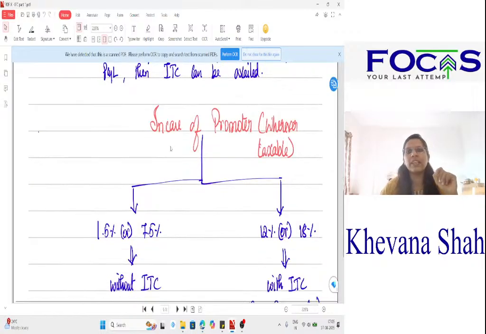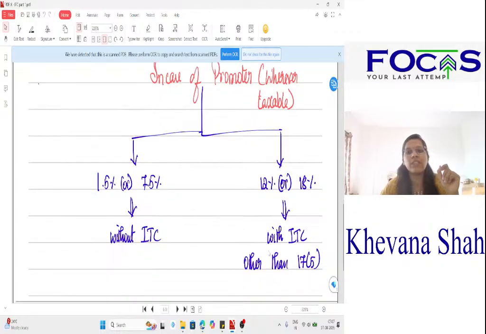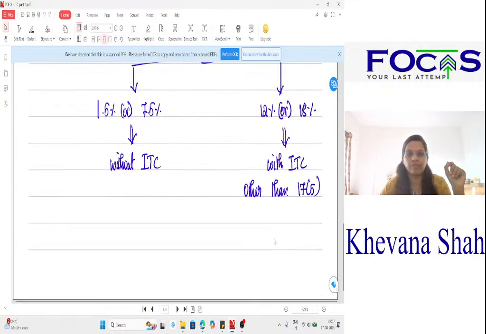Now, in case of promoter, wherever it is taxable, in that case the rate applicable is 1.5% or 7.5% without ITC, and in case your rate is 12% or 18%, that is with ITC other than your blocked credits. So these are all the ITC other than your blocked credits.